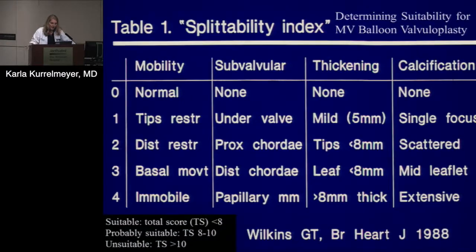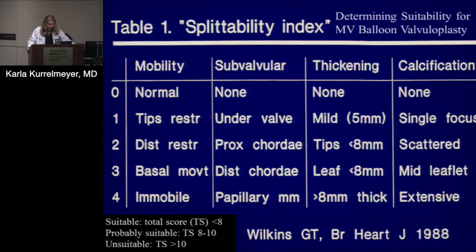The very last thing I wanted to mention is this splittability index, and this is just determining the suitability for mitral valve balloon valvuloplasty. So this is dependent on the 2D echo characteristics, and you can see all the different categories there. The mobility is talking about the movement of the valve leaflets. The subvalvular apparatus is talking about thickening and calcification of the chordae. The thickening is talking about the leaflets again, and the calcification is talking about the leaflets. And you give points in each category, and you add them all up. And it's suitable for mitral valve balloon valvuloplasty if the total score is less than 8.